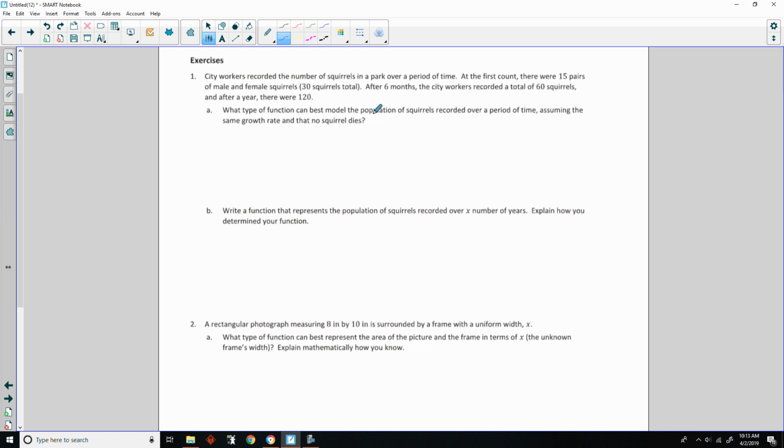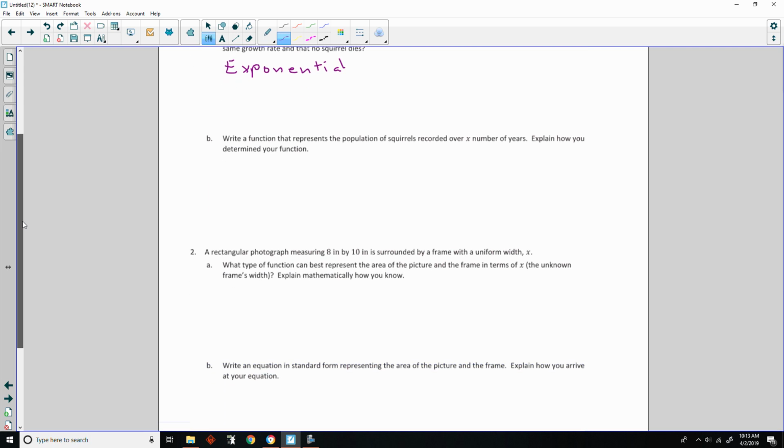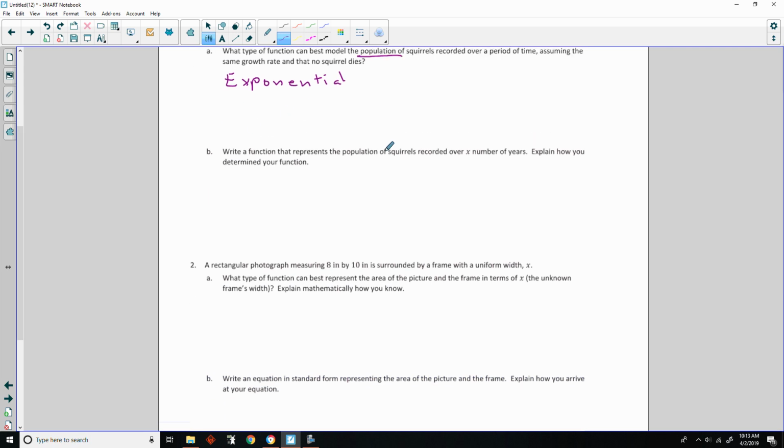All right, so population, that is definitely going to be exponential. That's an exponential growth. B, write a function that represents the population of squirrels recorded over X number of years and explain how you determined your function. So we are going to use the function of an exponential, which is a times b to the x.